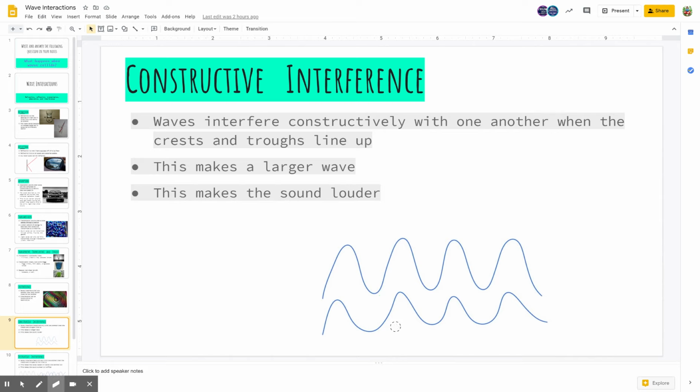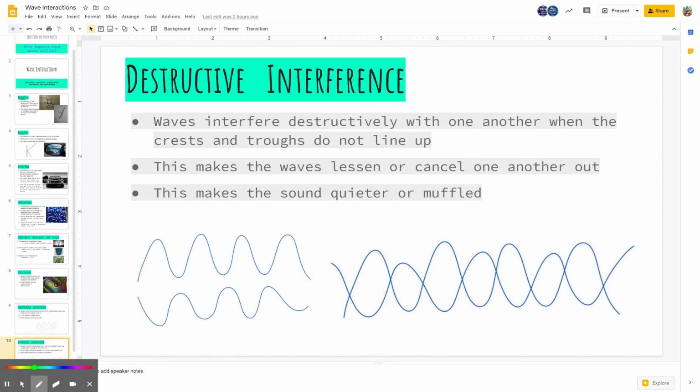Now, that makes that wave a little bit larger, and it would make sound louder. Okay, so constructive interference builds up, it makes bigger, it makes louder, it makes things easier for us to hear. So that's constructive interference.